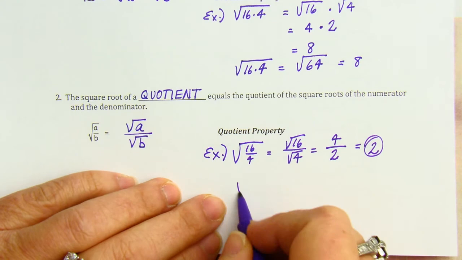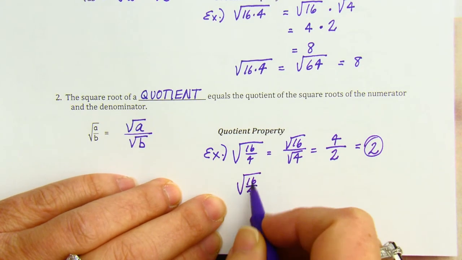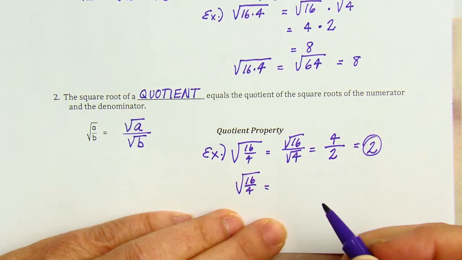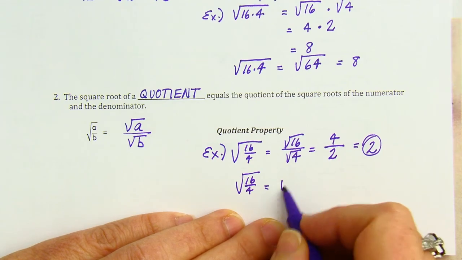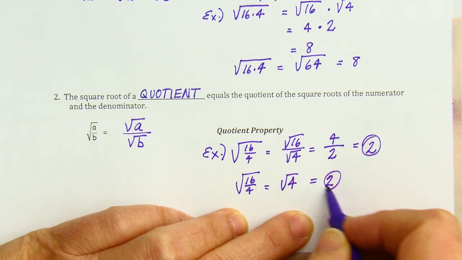Had I just divided, keep in mind, these are not always going to divide. And that's why we learn these properties. This becomes, well, 16 over 4 is 4. This becomes the square root of 4, which equals 2. So you get the same answer.